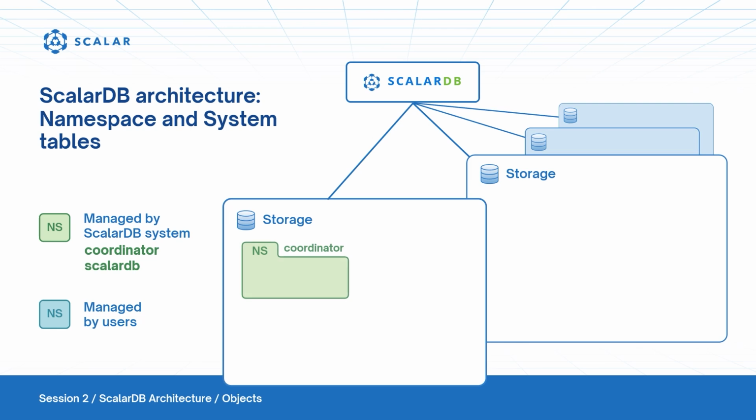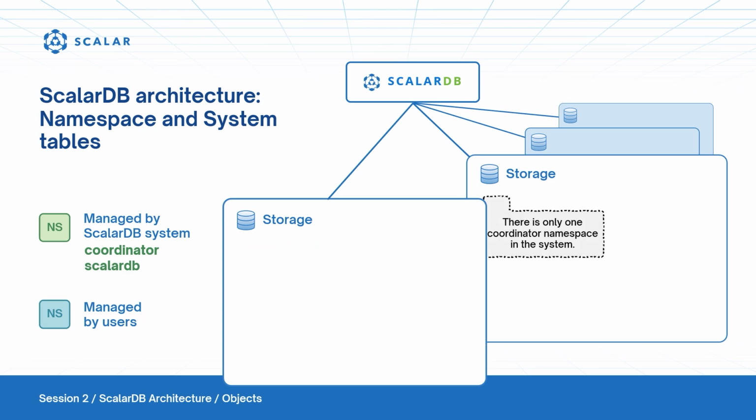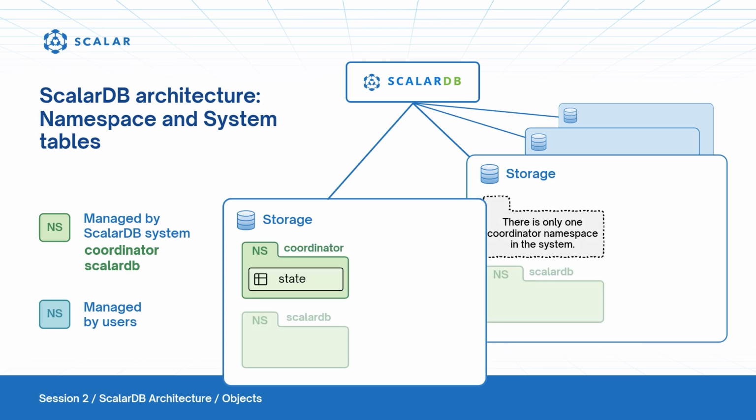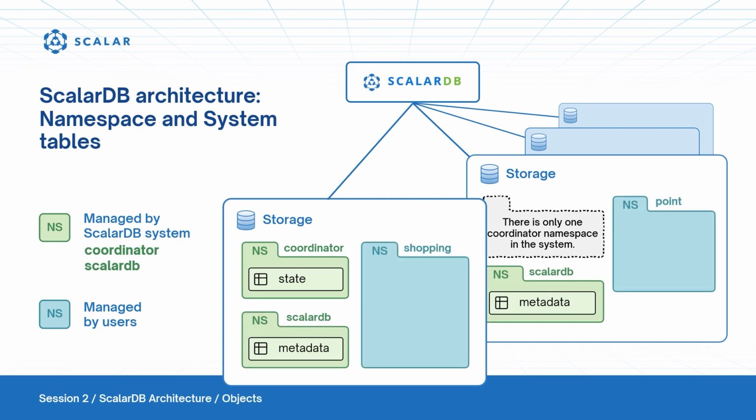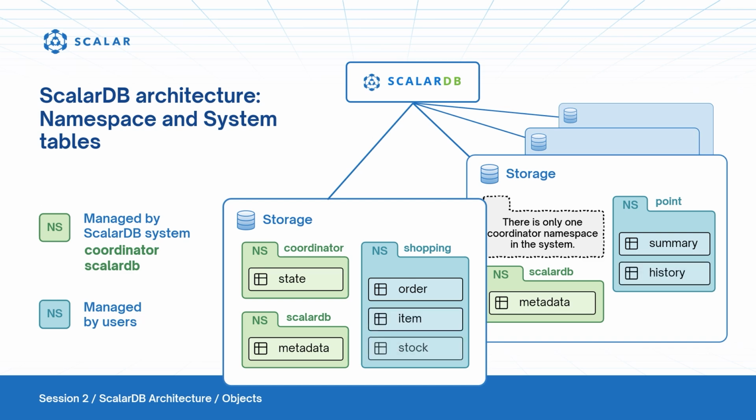Consider a coordinator namespace. It is used for recording the final state of transactions. There is only one coordinator namespace in one ScalarDB system. Consider a ScalarDB namespace. It manages table definitions of all the tables stored in the same database. It is created in each storage. The namespaces shopping and point are defined by users. User-defined tables are also managed inside it.